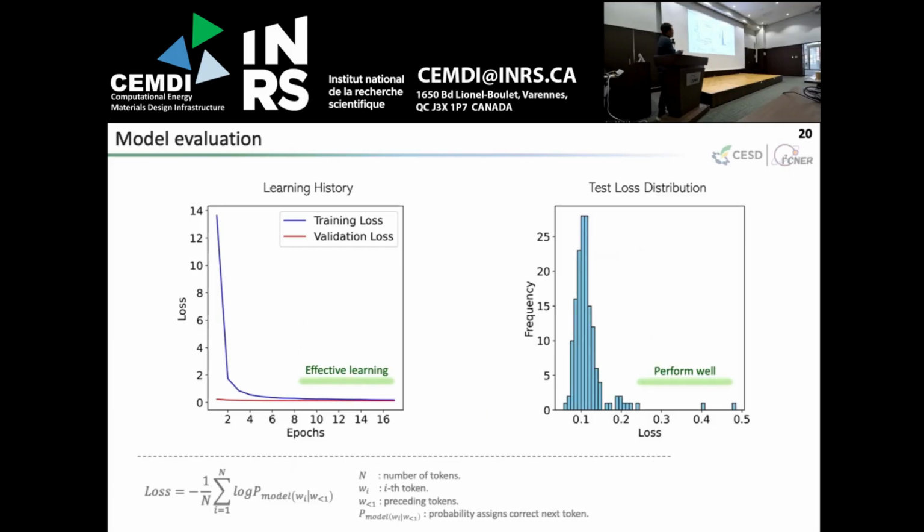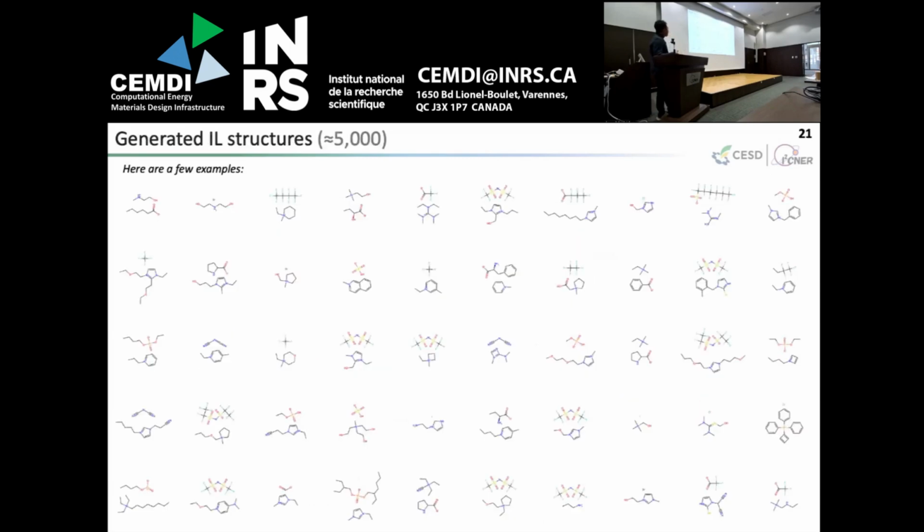And if we look at the test loss distribution, it was around 0.1, meaning that the model can predict the next token, or in this case, the next character. The next character is the next atom in the ionic liquid. So yeah, it performed quite well. And using this fine-tuned model, we generated about 5,000 new ionic liquid structures in the first cycle. These are just a few examples of the generated structures.